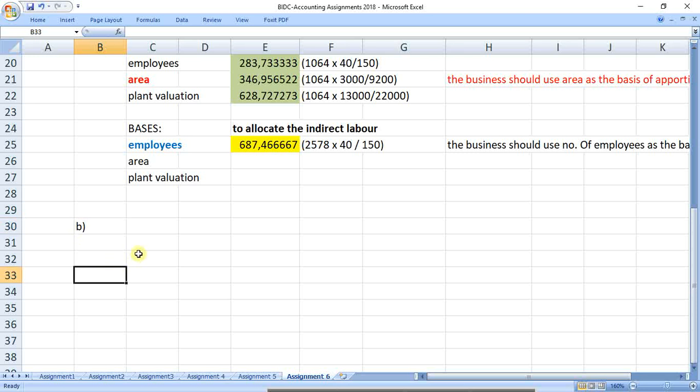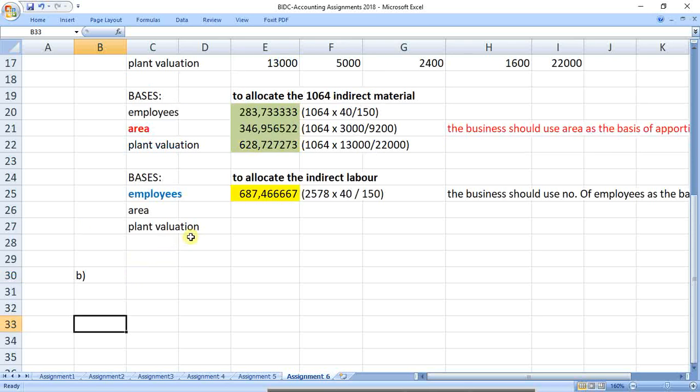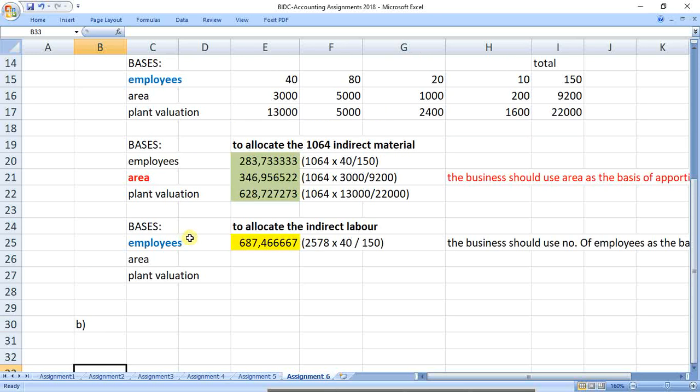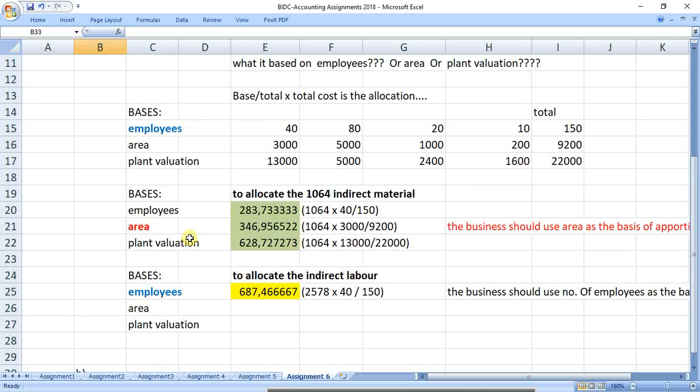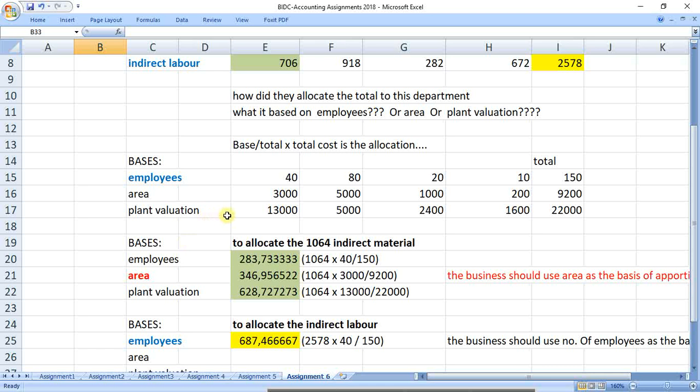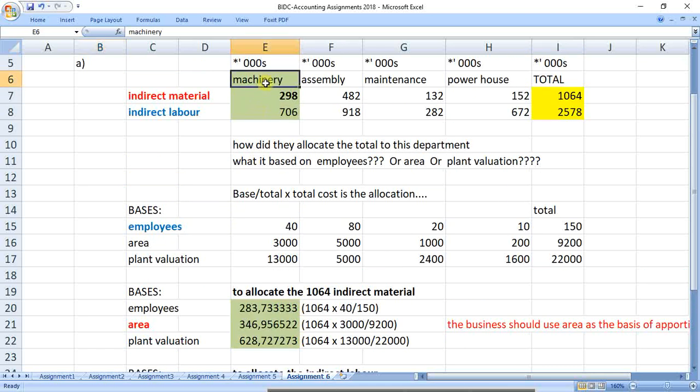So what must I do? What question is that part of? It's A. A said, analyze the above indirect cost between the 4 departments. How many departments did I show? This is 8 marks. Yes, I know B is 8 marks. A says, analyze the above indirect cost between the 4 departments. How many departments did we use? 1. I only used machinery.